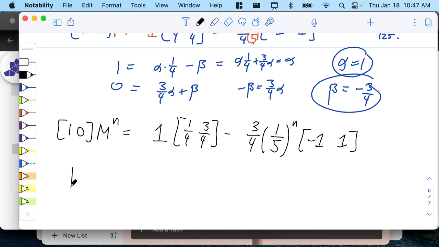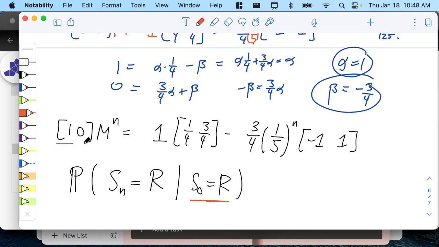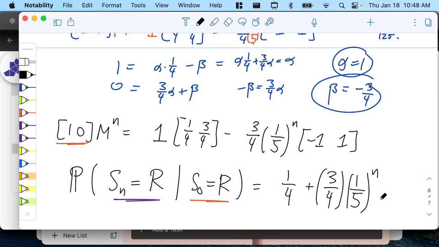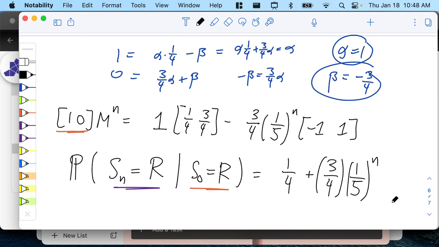And so what this is saying is that the probability that on day number n, so the state on day n, the probability that it's rainy, given that it's rainy today, is exactly this vector, 1, 0. Asking for the probability that it's rainy is saying, give me the first component. I can tell you a nice formula for this. It's 1 quarter, and then this minus with this minus gives a plus, 3 quarters times 1 over 5 to the n. So that's an exact formula that tells you exactly what's going on. Okay, is this exactly what I got before?